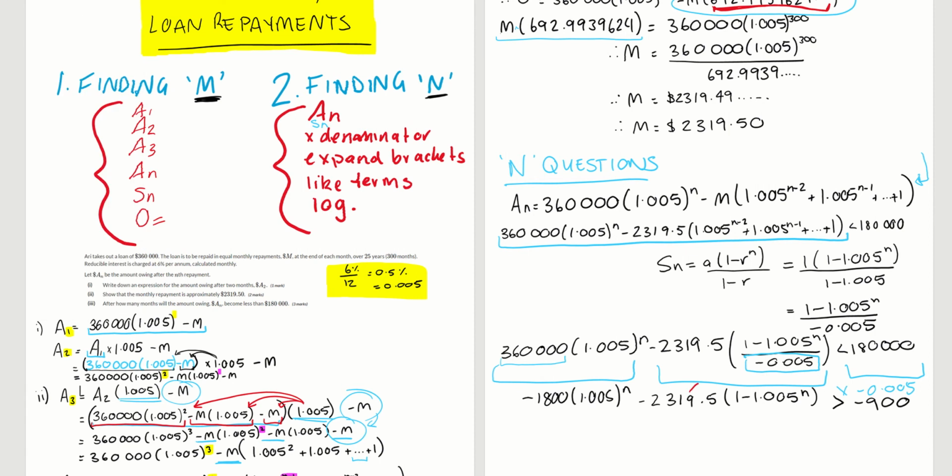So timesing my negative 2,319.5 by this and this. Now, once again, this second term has a power, so I can't actually multiply the numbers. I can just write them next to each other though. So this is what I'm going to get.